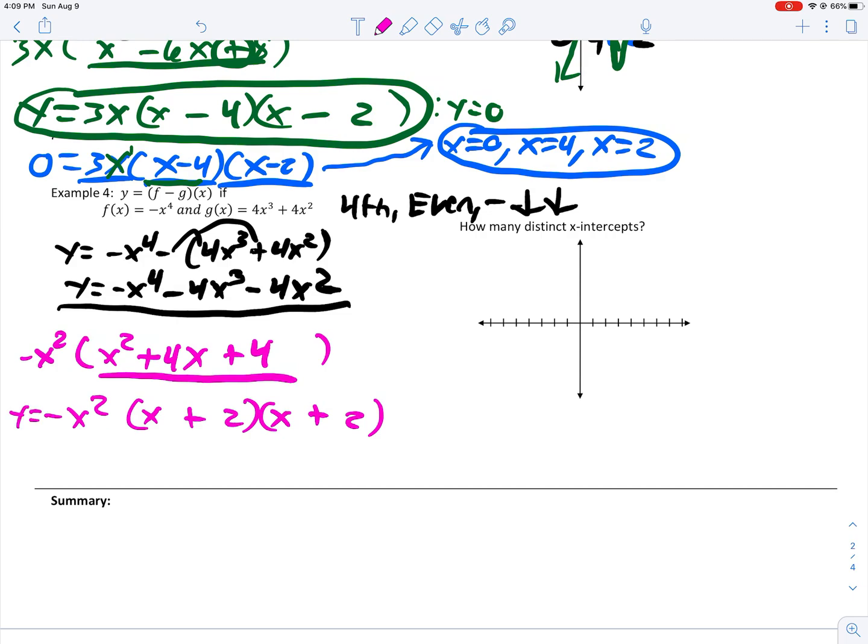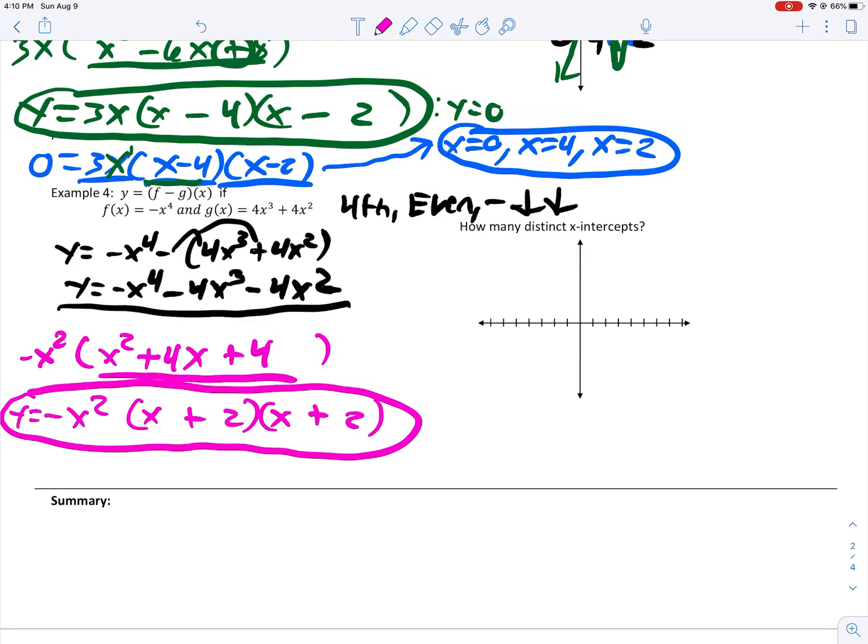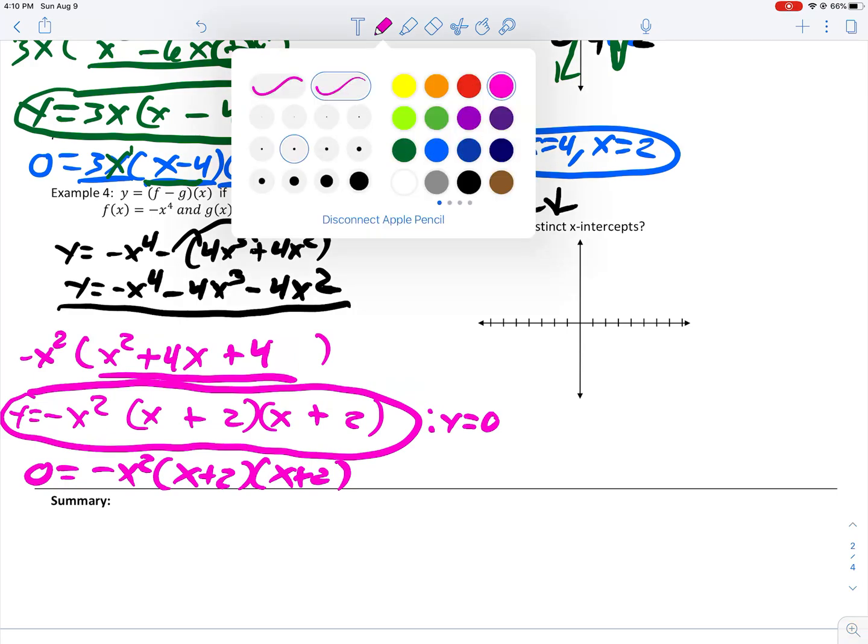So there we go. So now this part in pink or purple, whatever it looks like on your screen, is factored form. So I went from the part that's underlined in black, factored it with a GCF and then trinomial to get the part in pink there. So now that's fully factored. So now I'm going to set it equal to 0 and figure out my x-intercepts.